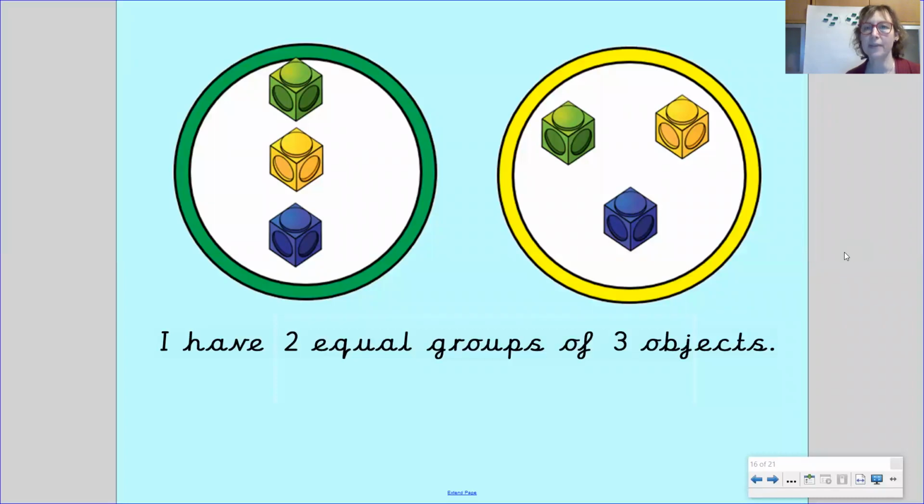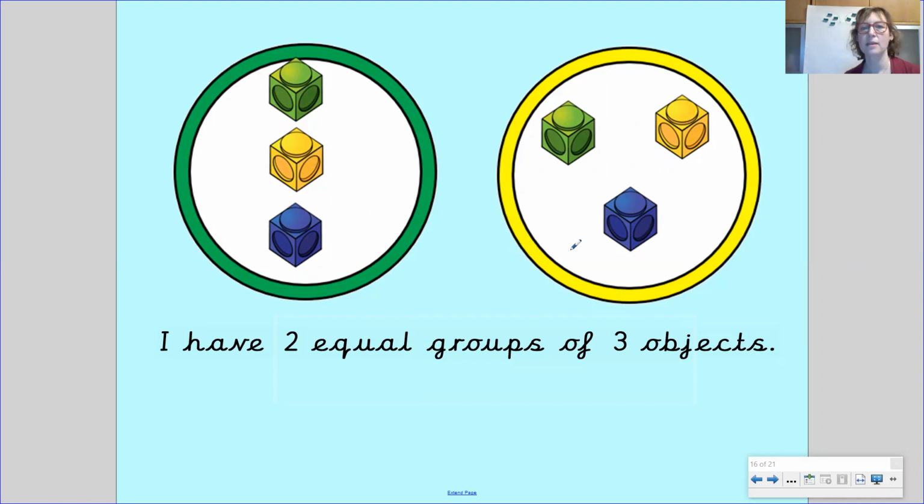So if we look at the pictures on the screen, I've got 2 groups. I've got a group over here and a group over here. We'll call this the green group and this the yellow group because that's the colour of the circles. And each group has got 3 objects in. 1, 2, 3 here and 1, 2, 3 here. So this has got 2 equal groups with 3 objects in each.